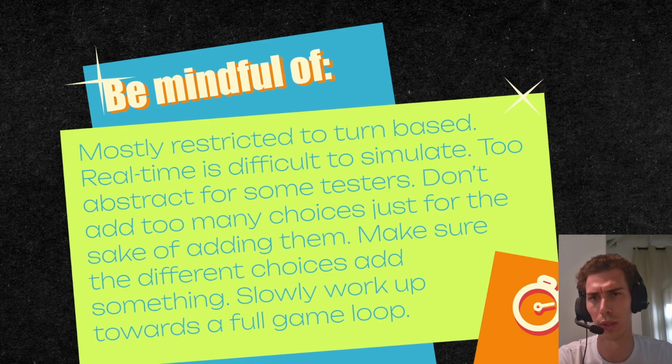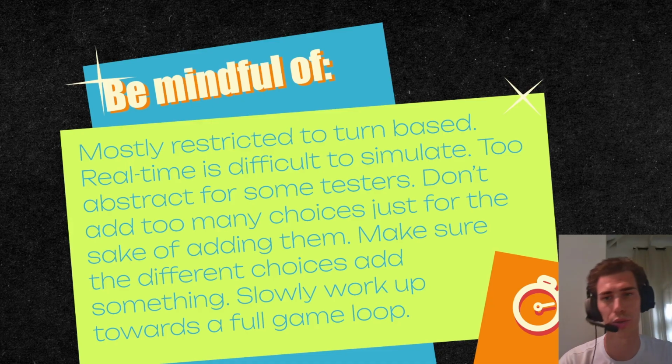And then I also want you to be mindful of a couple things with paper prototyping, where it's mostly restricted to turn-based because it's very difficult to test stuff in real time. Makes it difficult to talk about distances or whether you would make a certain choice or not, because you have to explain a lot to a player when stuff is abstracted and unintuitive sometimes. So it's difficult to do real time. Also, paper prototyping, as I said, can sometimes be too abstract for people, so it's difficult to follow along.